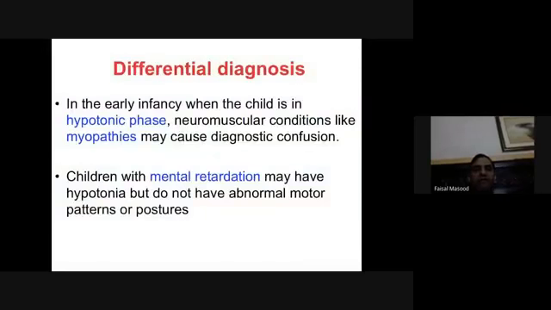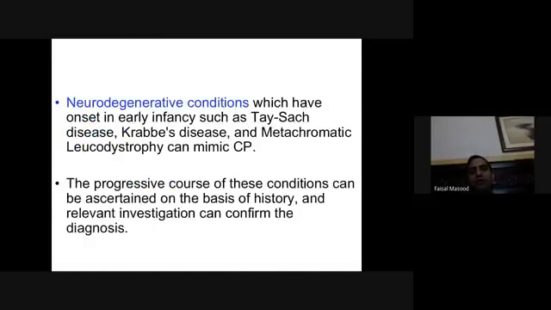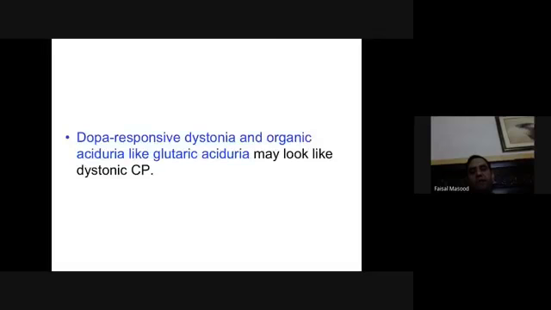Differential diagnosis: it is especially confusing in the hypotonic phase with diseases like myopathies. Neurodegenerative conditions can mimic CP. Dopa responsive dystonia and organic acidurias like glutaric aciduria may look like dystonic CP.